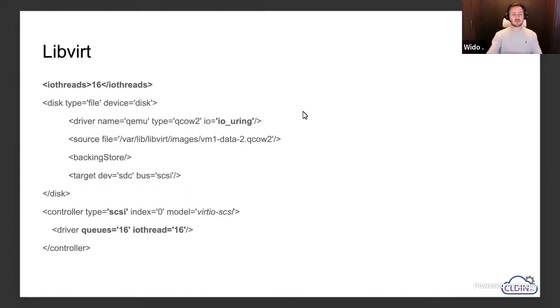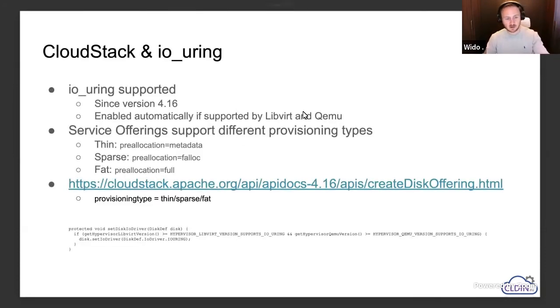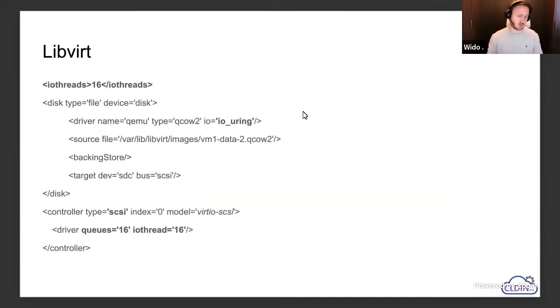So what I did in libvirt with my manual testing, this is just a snippet of the XML file. I set the IO threads to 16, and CloudStack should already do this, but then also underneath the driver, it sets io equals io_uring. That's the only change you need to make to enable IO uring. And CloudStack does this because in the code it checks, and if we go back to this if statement, it says disk set IO driver, and then it will set it to IO uring. There's also native and threads, but we're not doing anything with that. We're just setting it to IO uring.